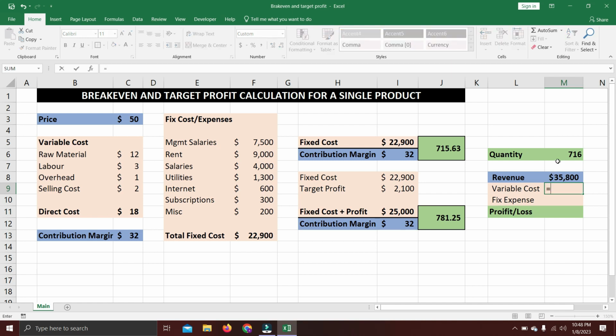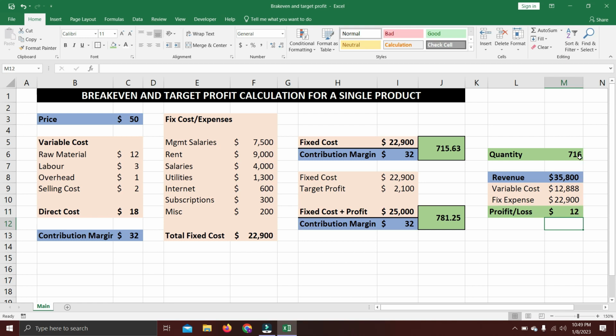Then let's calculate variable cost. So equals to quantity, because we will sell 716 units at the cost of $18. So I will take this and enter. So our variable cost will be around 13,000, and fixed expenses are fixed. Those will not change with the quantity. So we will take this from here and enter. So now let's calculate profit and loss. So equals to revenue minus fixed cost minus variable cost, and enter. So you can see we are making a profit of $12.